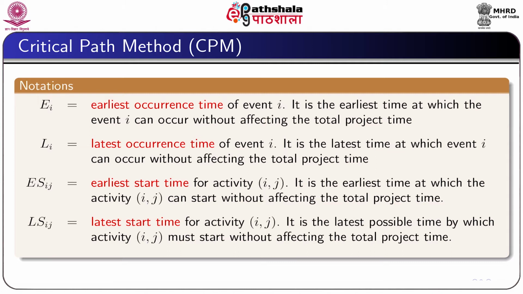ESij means the earliest start time for activity ij. It is the earliest time at which the activity ij can start without affecting the total project time. LSij, it is the latest start time for activity ij and by which the activity ij must start without affecting the total project time.